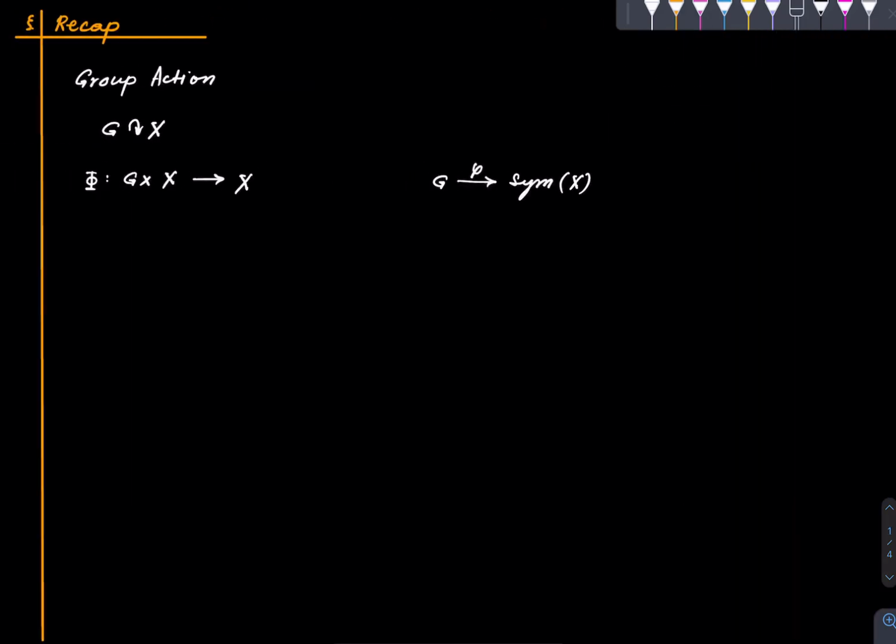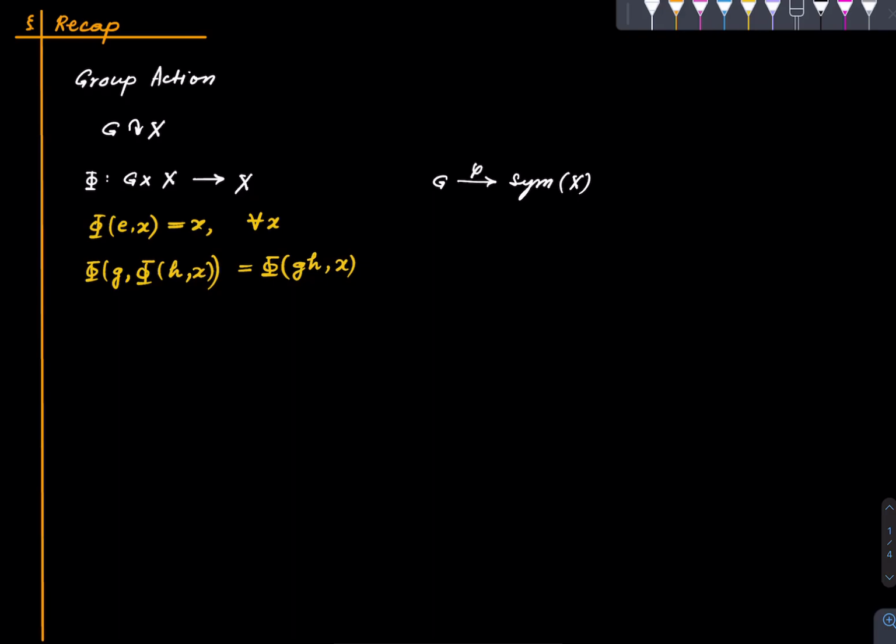Before that, let us look at what we need. And what we need is only the definition of a group action. So as we saw, a group action can be thought of as two different things. One perspective is it can be thought of as a map from G cross X to X, which has two properties. It says that phi(e, x) is x for all x, and phi(g, phi(h, x)) is phi(gh, x), again for all group elements g and h and for all x in the set X.